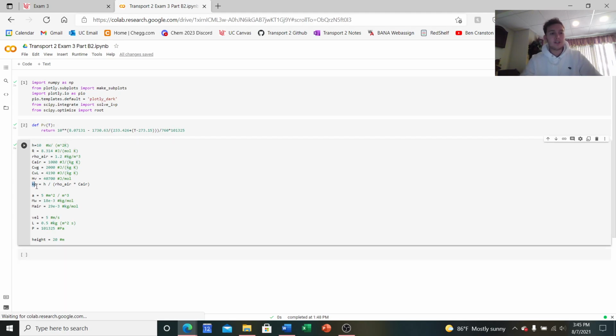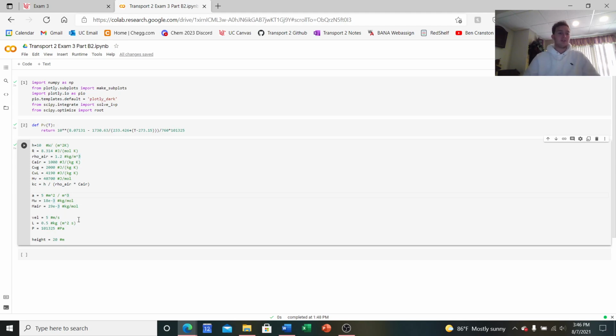The heat of vaporization is 40,700. And this is the equation that I went ahead and put in for calculating the mass transfer coefficient, which is equal to the heat transfer coefficient divided by the density of the air multiplied by the heat capacity of the air. We were also given the specific area, which is 5, the molecular weight of water, which is in kilograms per mole, as well as the molecular weight of air, which is also in kilograms per mole.